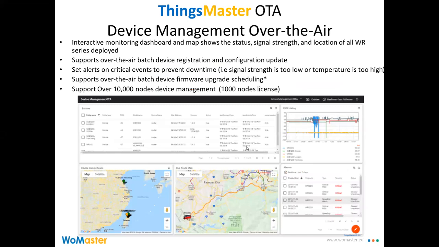Then this is a brief overview of our ThingsMaster OTA. ThingsMaster OTA can manage all the devices, their signal strength, and do batch firmware upgrades. This is also important because if we find anything in cybersecurity and want to do some secure patch, we can use this to do a batch device firmware upgrade. So this is also important in cybersecurity.